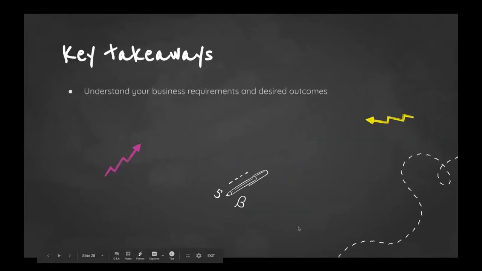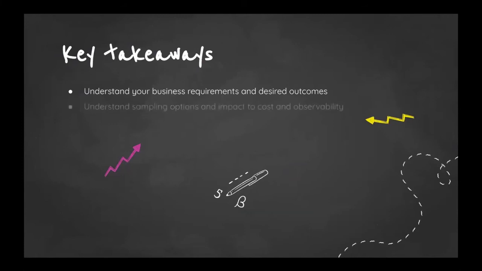So some key takeaways from this presentation. One is definitely understand your business requirements and the desired outcomes. Every environment's a little bit different. What are you trying to solve for? What are the pain points that you have? What visibility and observability do you really need? Second, understand your sampling options, understand their impact to both cost and observability, and compare that against your business requirements and desired outcomes, and decide what is right for you.